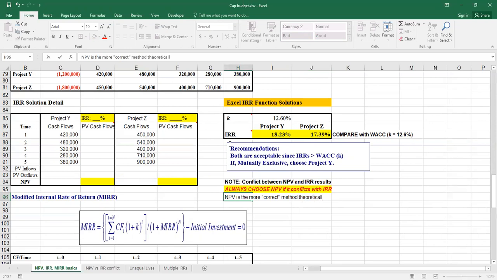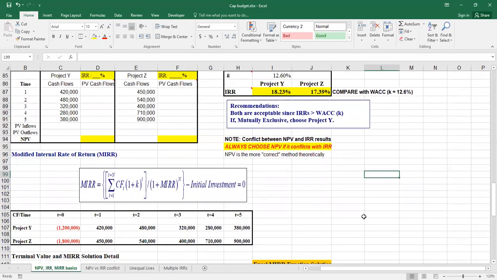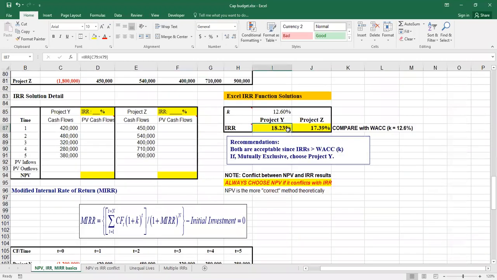Kasi sa pag-compute mo ng IRR, may assumptions na ginagamit dito. Okay, sa pag-compute ng IRR, ang assumption dito, you are reinvesting, kunyari si Project Y. So, pag nakuha mo itong 420 na cash flow, i-reinvest mo at 18.23%. Ibig sabihin, mas malaki yung present value na makukuha mo. Tapos, ganun din, lahat ng cash flows na ito, you reinvest it at 18.23%.